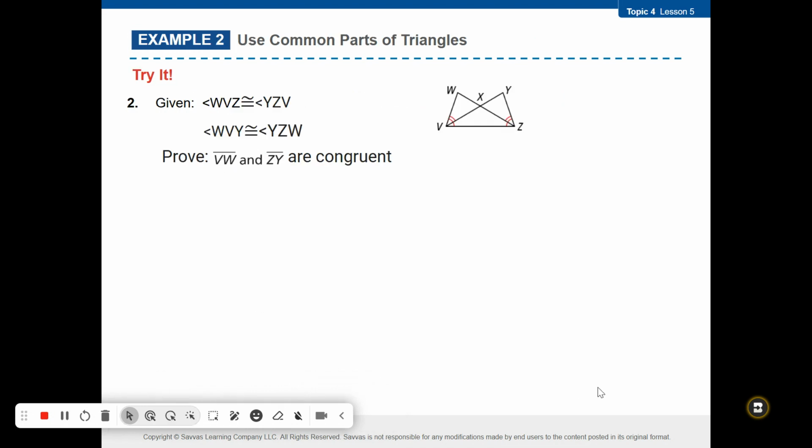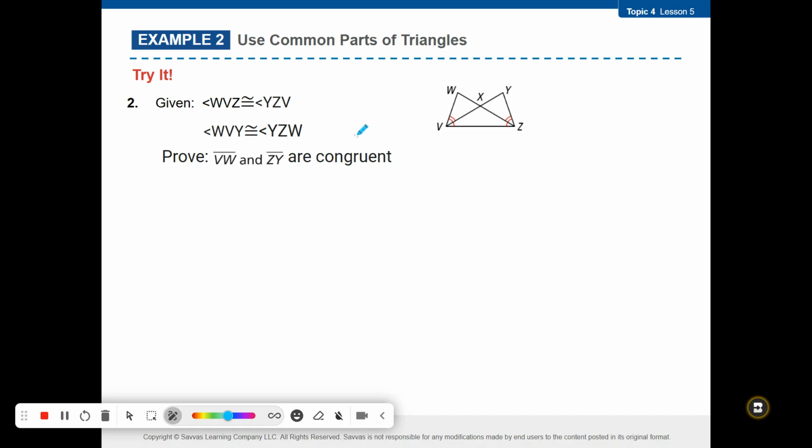All right, so we are looking at our first proof. This says angle WVZ is congruent to YZV. It's already marked. And they're also saying that WVY is congruent to YZW. Now, I know in your book it says something else. We're going to formally prove it though, okay? So we're going to prove that VW is congruent to ZY, okay?